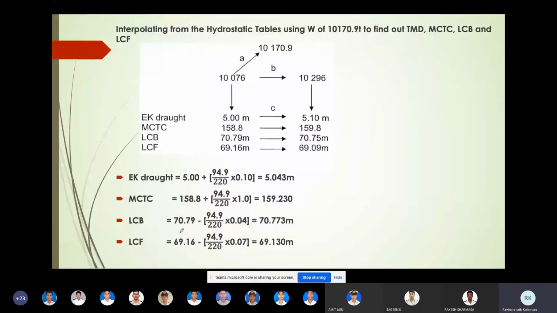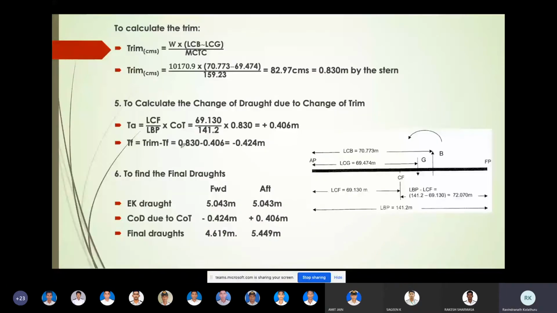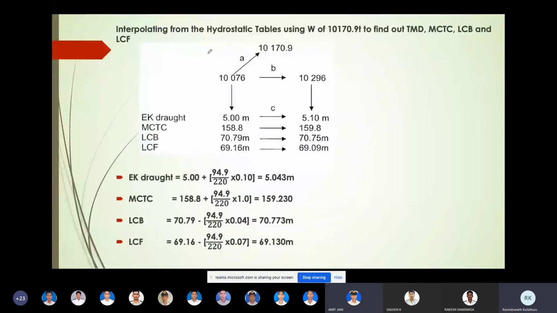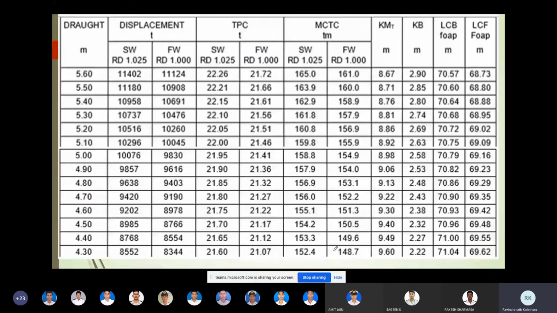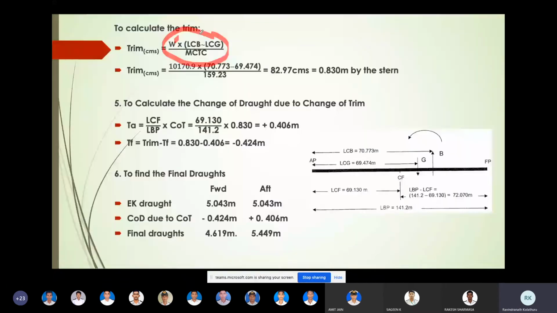So trim of the vessel, what is the formula? W into LCB minus LCG, by MCTC. Okay. But for calculating the trim of the vessel, do we have all this data? Displacement, do we have? Yes, sir. LCB, LCG, and MCTC? No, sir. We don't have, because we found out final displacement and LCG, but we don't have the other data. We don't have LCB data, we don't have final MCTC data, but we have our final displacement, right?